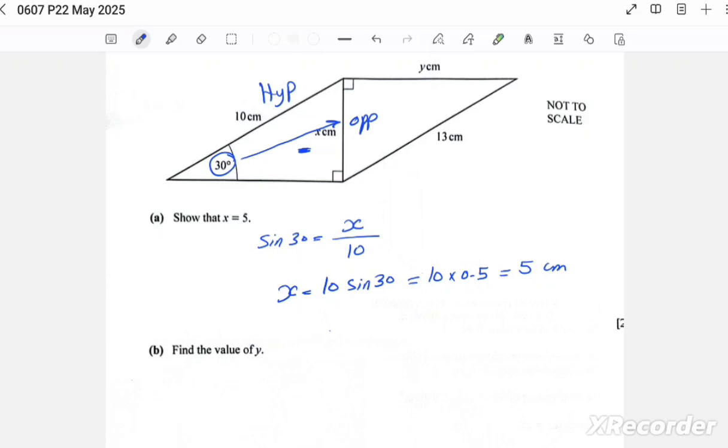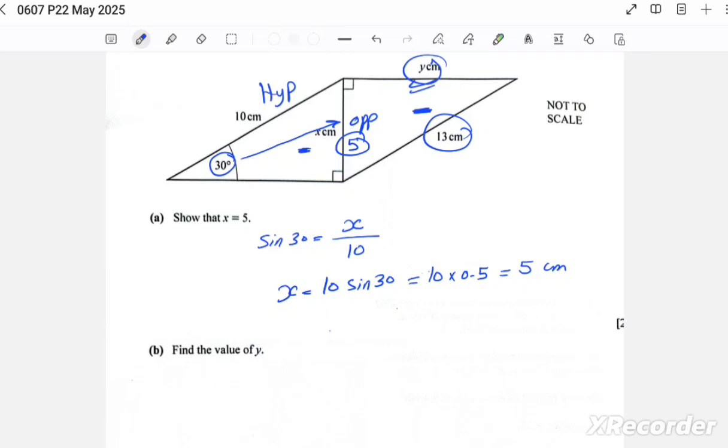Next question is to find the value of y. Okay. How to find the value of y? If you look at this triangle, it's a right angle triangle. So the same question, is it a right angle triangle? Yes. But now you have x, which is 5. So this one 5 and this one 13, you can find y. Okay? So right angle triangle, you have two sides, you need to find the third one, so you use Pythagoras.